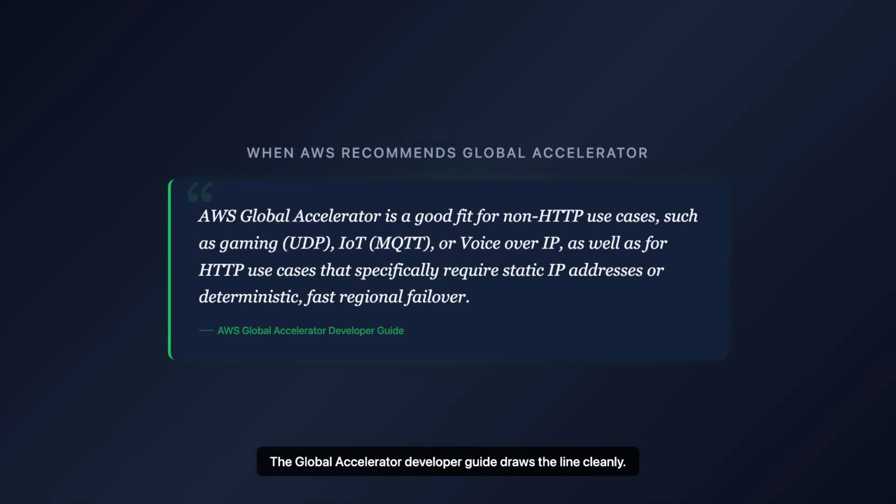The Global Accelerator Developer Guide draws the line cleanly. It says Global Accelerator is a good fit for non-HTTP use cases, such as gaming over UDP, Internet of Things over MQTT, or Voice over IP. And it adds, for HTTP use cases that specifically require static IP addresses or deterministic fast regional failover. Read that back and you've got the entire decision rule in one sentence. Non-HTTP protocols, a fixed IP requirement, or fast failover. Any one of those points at Global Accelerator.